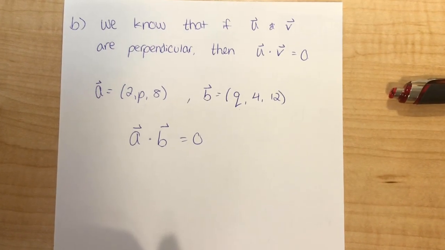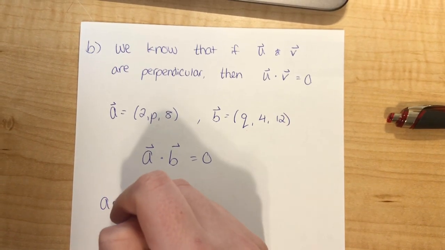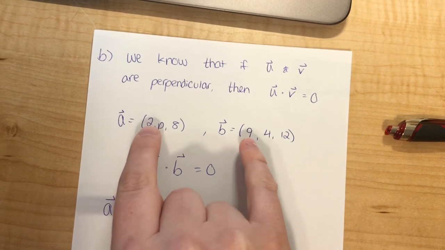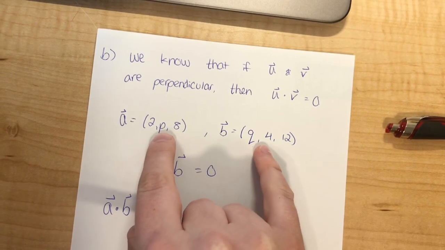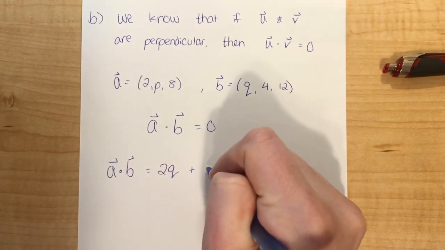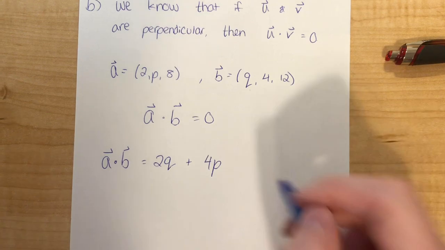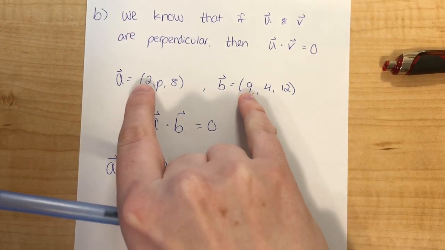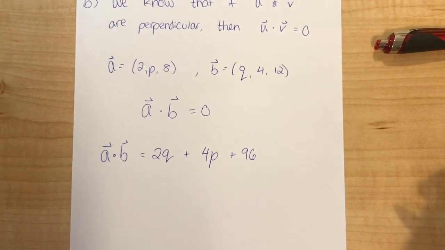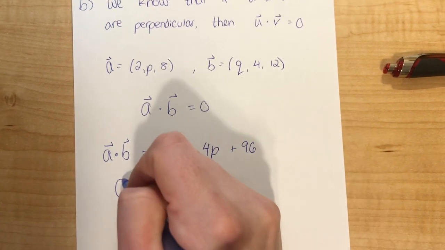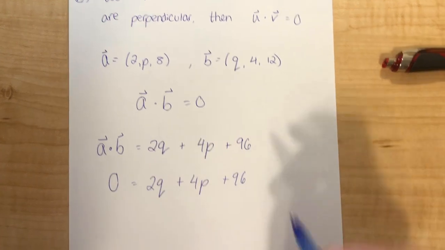So we have a lot of different ways of multiplying vectors. For dot product, we're essentially multiplying similar components. So if I think A dot B, that would be my x's multiplied together, so 2 times q. Then my y's multiplied together, so p times 4, so I can go 4p. And then the z's, so 8 times 12, giving me 96. So my dot product is when I take each similar pair and then add them all up. Like I said, two vectors are perpendicular if their dot product is 0. So 0 equals 2q plus 4p plus 96.